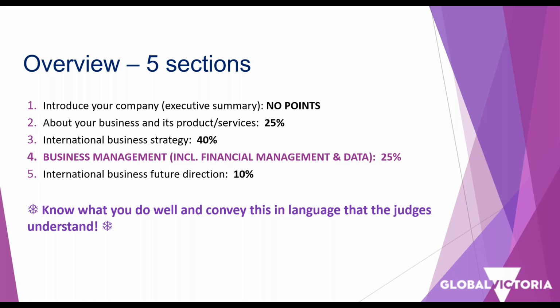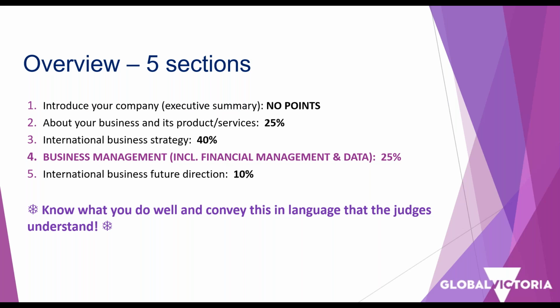As you know by now, there are 5 different sections in the application form. Last time round, we looked at your international business strategy. Today, we're going to be looking at business management, which includes financial management and data. This question is worth 25%. Now, up to this point, you've been talking in broad terms about what you do, about strategy, about marketing, etc. This particular question is where you start getting into the nitty-gritty of what you do, processes, procedures, etc.